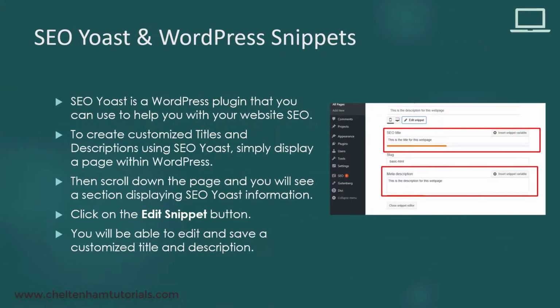In this section, we're going to see how to use the SEO Yoast plugin with WordPress. Now, obviously, this only works with WordPress, but once you've installed it, underneath each page, you have this area here where you can set your title and description exactly as you want it.